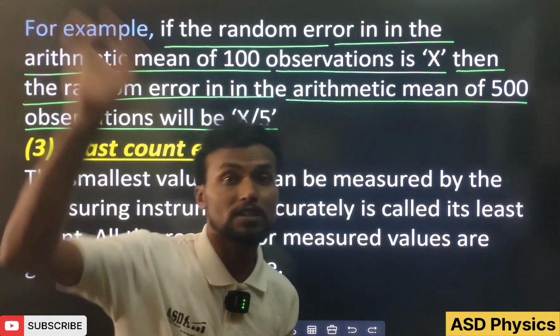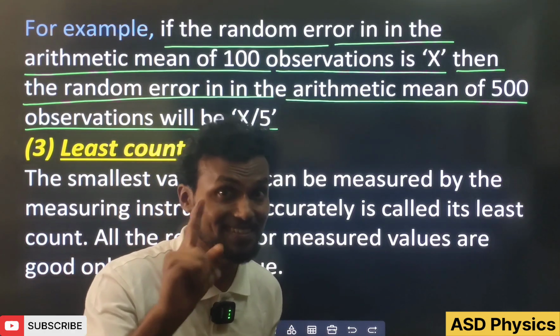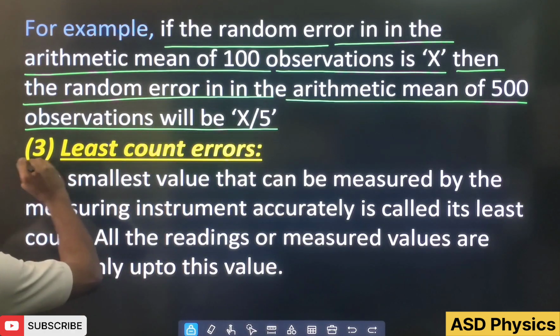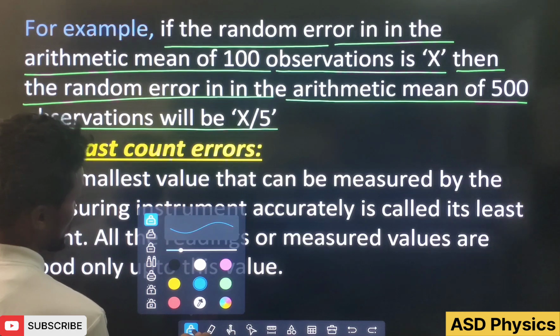Similarly, if we take 1000 observations, just comment it. 1000 observations means how much? Comment it. Okay, great. Now the third one is, students, the least count errors. The least count errors. What is this?